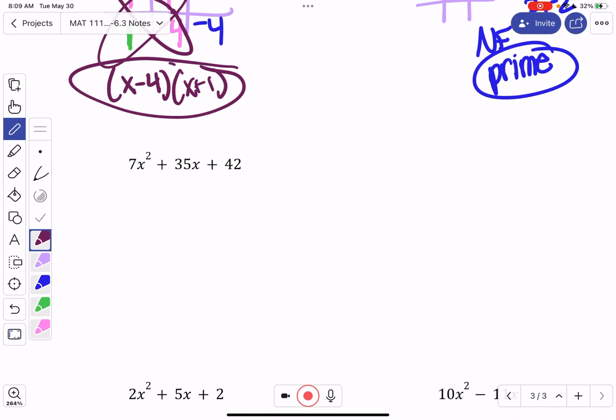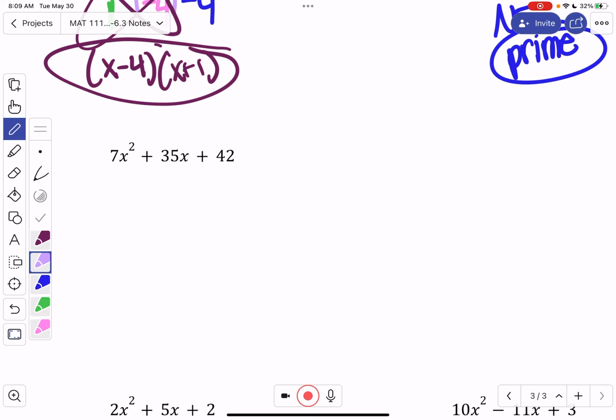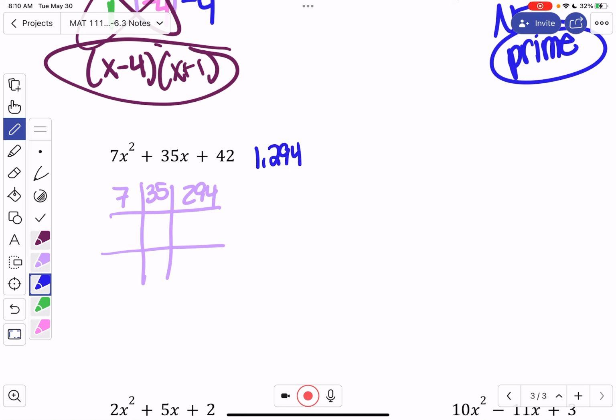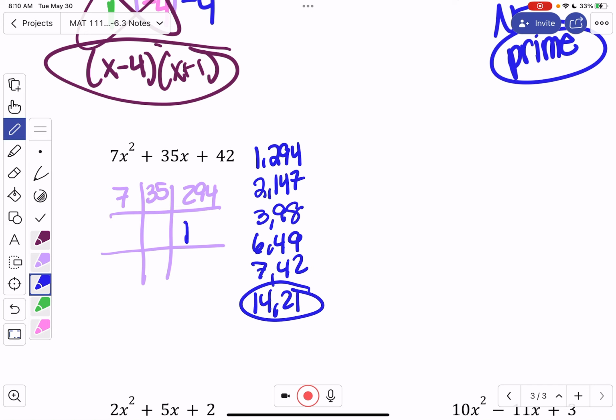All right, let's look at this one. Let's say you don't see the greatest common factor. Somehow you didn't know those were all divisible by 7, or you didn't notice. This will still work. A, B, and then 7 times 42 is 294. So now we find the factors of 294. 1 and 294, 2 and 147, 3 and 98, 6 and 49, 7 and 42, 14 and 21. There might be more, but I'm going to stop there because I know those add up to 35. Greatest common factor, multiply up, multiply across, circle and write.